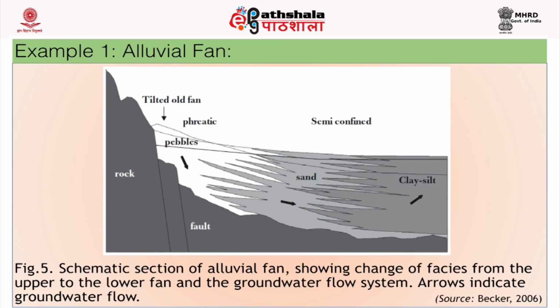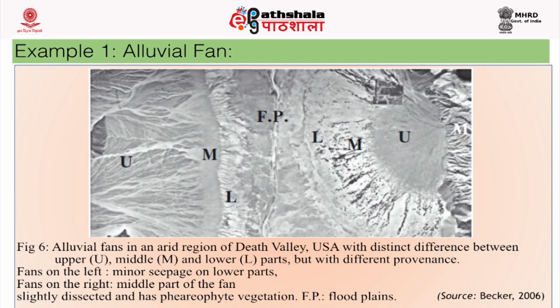The arrow marks in this figure indicate the direction of groundwater flow in the fan. This is an alluvial fan in an arid region of Death Valley, USA, with distinct differences between upper, middle and lower parts, which are demarcated as UML in the diagram, and in the central part you can see FP, that is the flood plain.